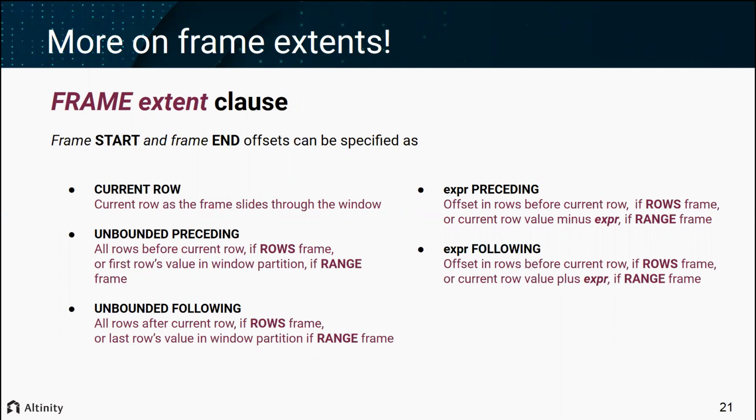For unbounded preceding, it's also the same, because if you have specified that your start is unbounded preceding, then all rows before the current row will be part of your frame. Anything before the current row will be in that frame. If you specify unbounded following, you're saying that everything from the current row following it will also be included in the frame. And if you want granular control over how far behind or how far ahead of the current row to go, you just use the expression preceding and expression following start extents.